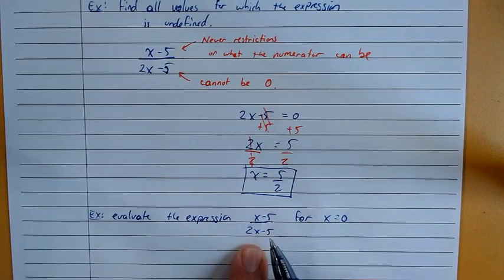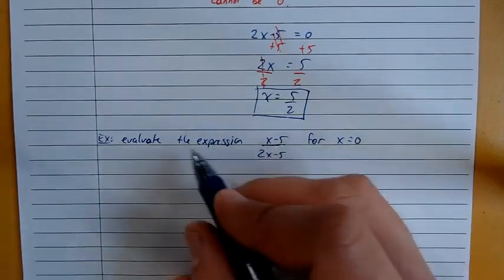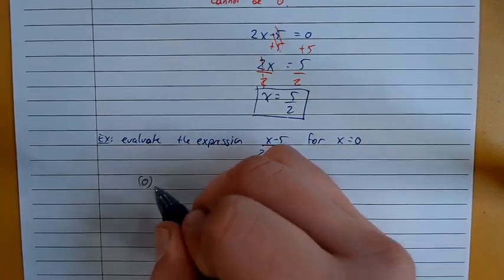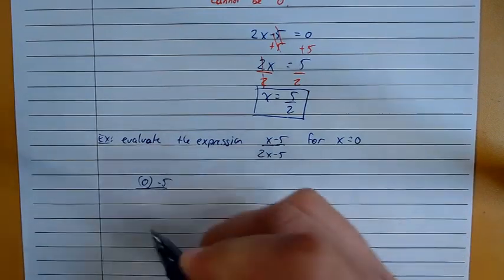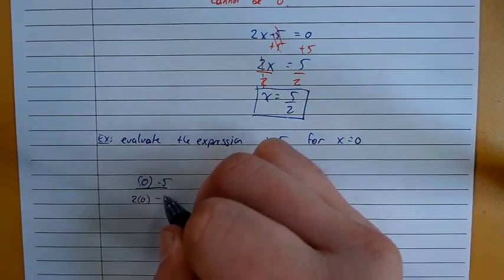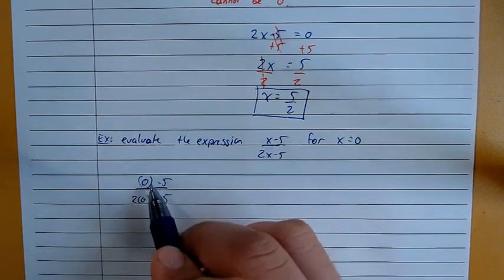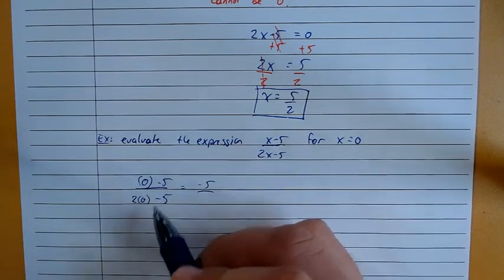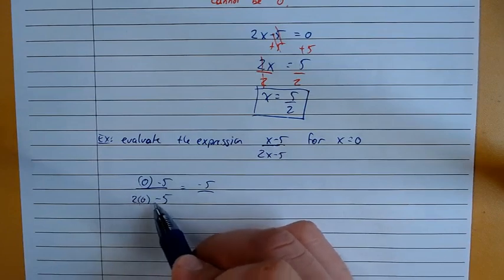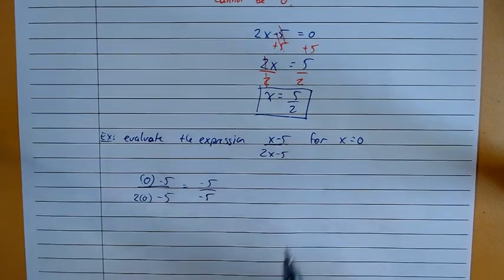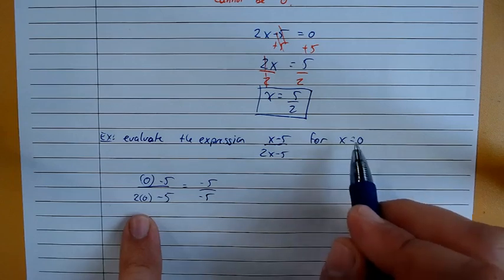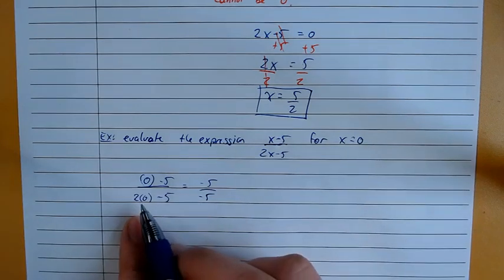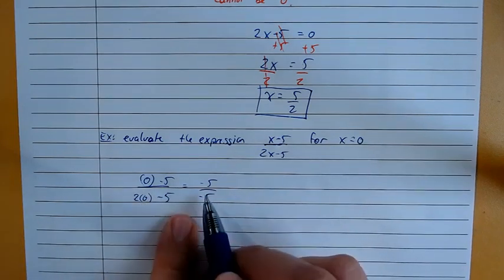What we can't have is, once you plug in the number, you can't have a 0 in the bottom. So if we plug in 0 here, that's going to give us 0 minus 5 over 2 times 0 minus 5. The numerator is 0 minus 5, which is a negative 5. And here 2 times 0 is 0. 0 minus 5 is a negative 5. So notice, we can plug in the number 0. That's okay. As long as once you plug it in, whatever's left is not 0.